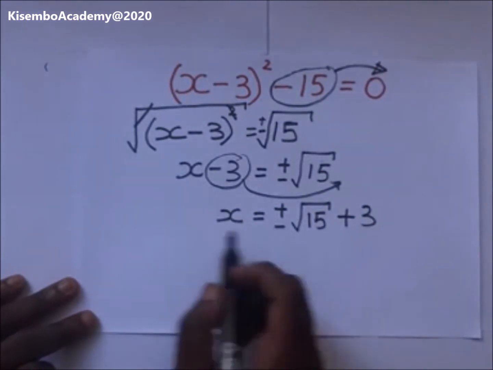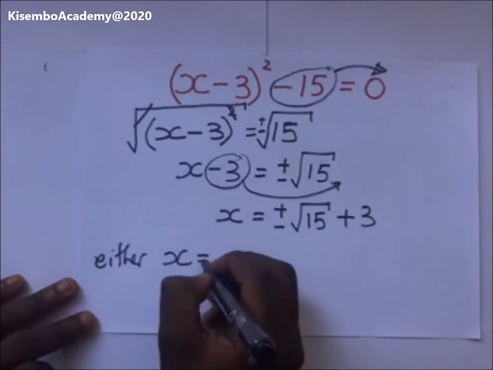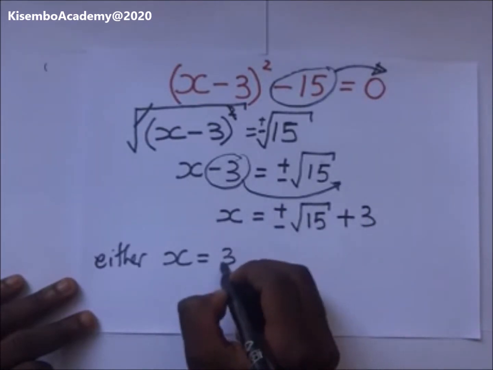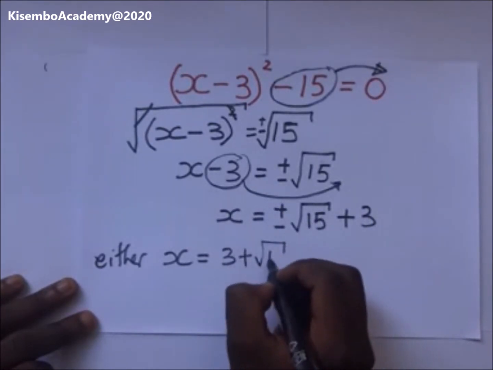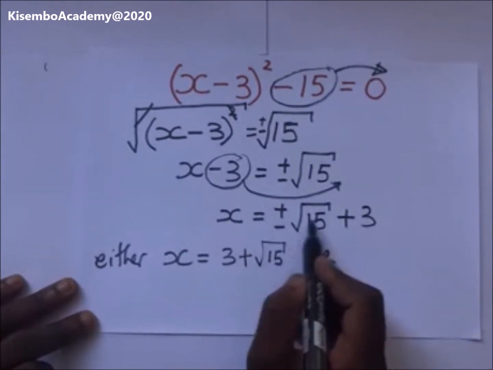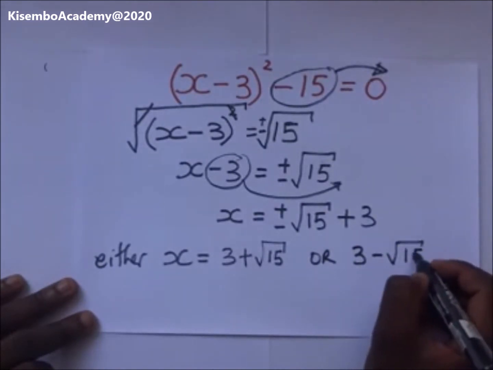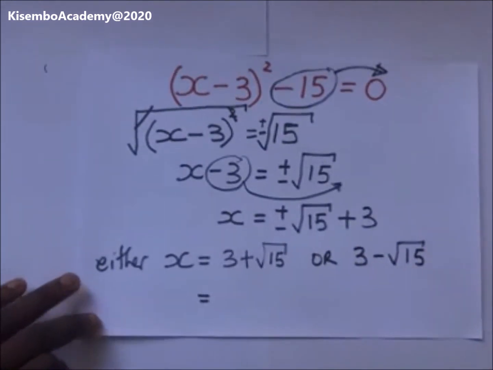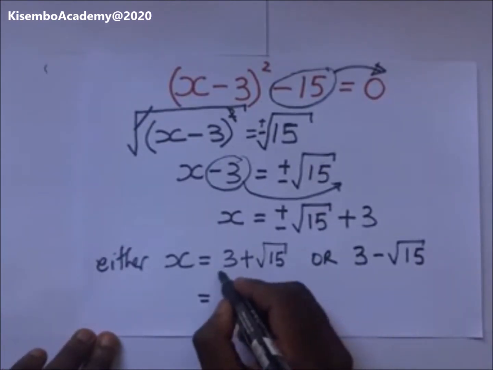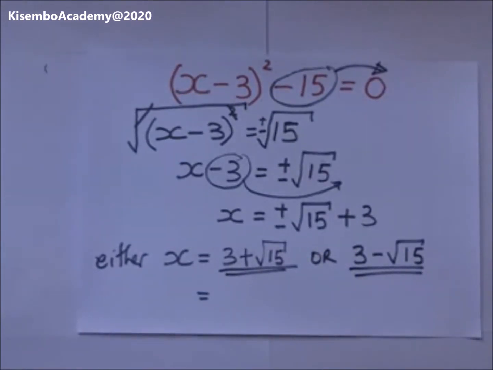So we have two answers. Either x is equal to 3 plus the square root of 15, or it is 3 minus the square root of 15. And definitely these are our two answers. You can go ahead and simplify them, or you can just stop here. And these are your answers for that.